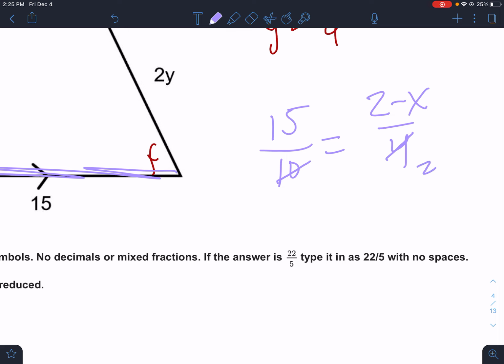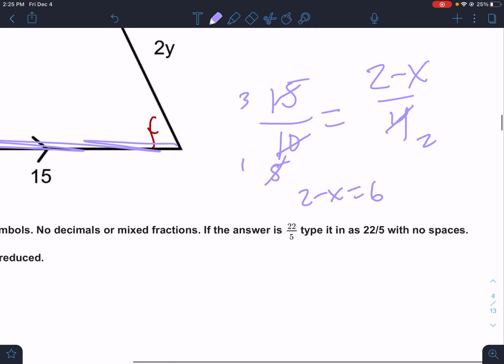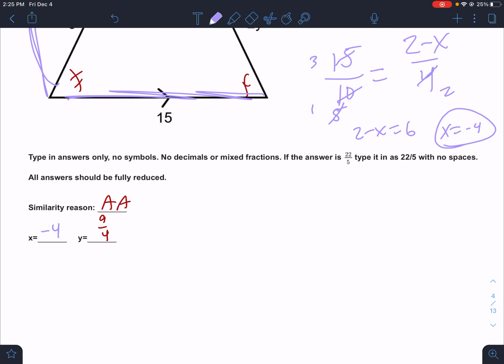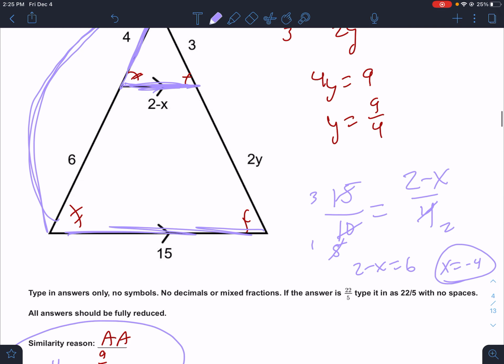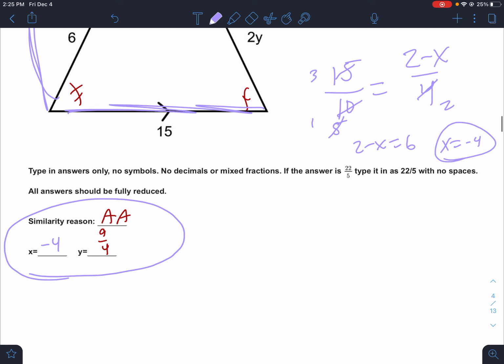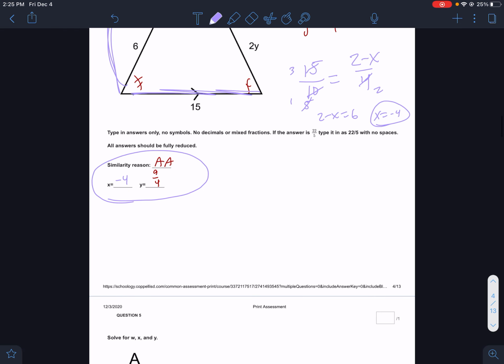4 and 10 reduce to 2 and 5. 5 and 15 reduce to 1 and 3. So you get 2 minus x equals 6. So you get x equals -4. Nope. You get x equals -4. Yeah, you do. You get x equals -4. It's okay for x to be negative. When you plug in -4, 2 minus -4 would be 6, which is what it needs to be. So there we go. X equals -4 on that one.